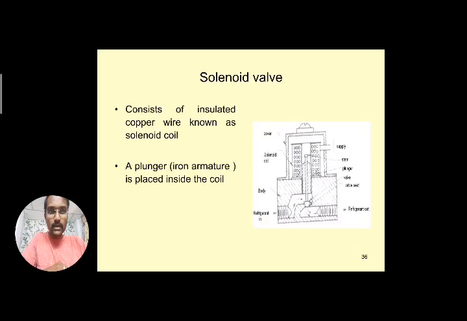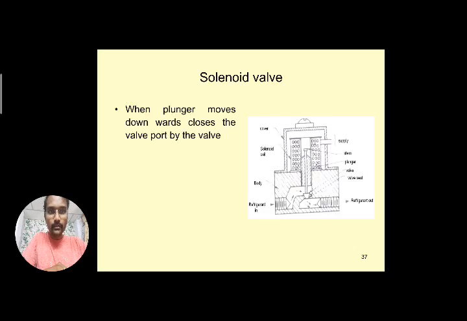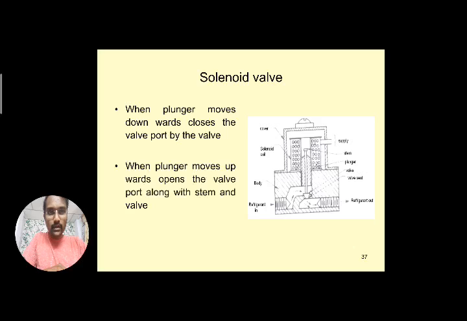Next, there is the insulated copper wire known as the solenoid coil, and a plunger, which is an iron armature placed inside the coil. The plunger consists of a stem with a valve attached at the lower end. When the plunger moves downwards, the valve closes the valve port. I already explained that when de-energized, it is already a closed one. When the plunger moves upwards, the valve port opens along with the stem and valve.